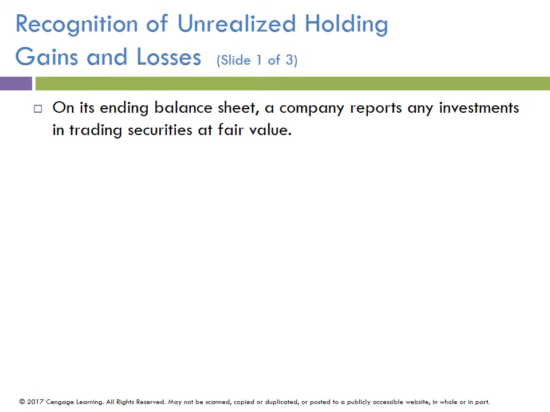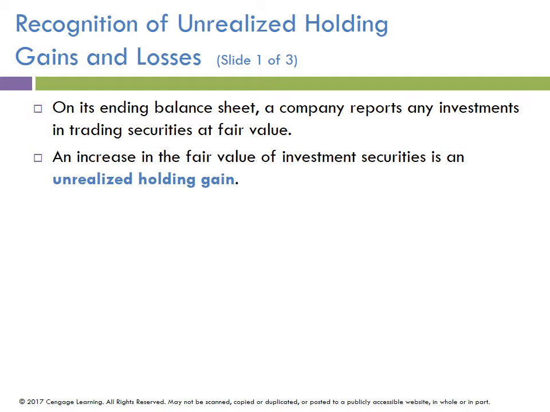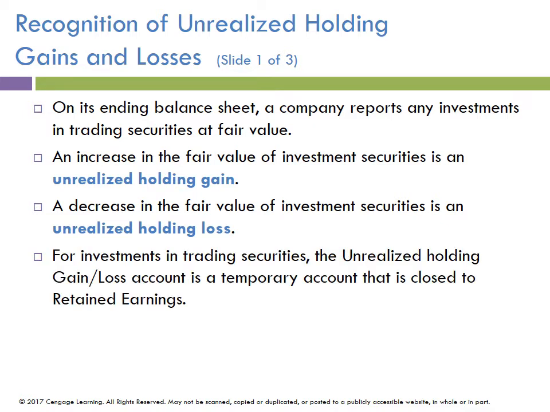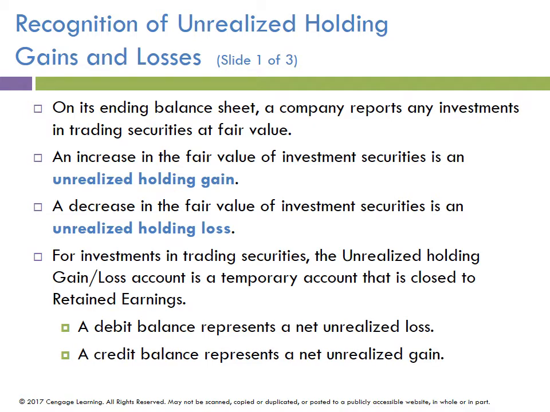Now, at the end of the year, when the company's getting ready to do financial statements, when it comes to trading securities, the company will determine the fair value of each trading security. An increase in the fair value is an unrealized holding gain. A decrease from the carrying value to the fair value is an unrealized holding loss. For investments in trading securities, the unrealized holding gain or loss is a temporary account that is closed to retained earnings. So that means it goes on the income statement. A debit balance is an unrealized loss, and a credit balance is an unrealized gain.